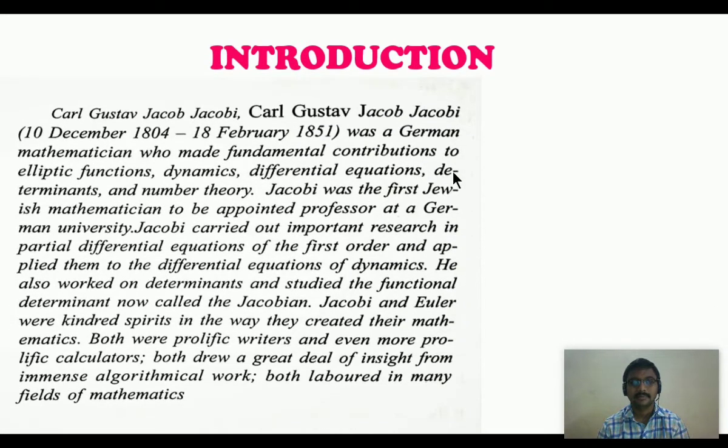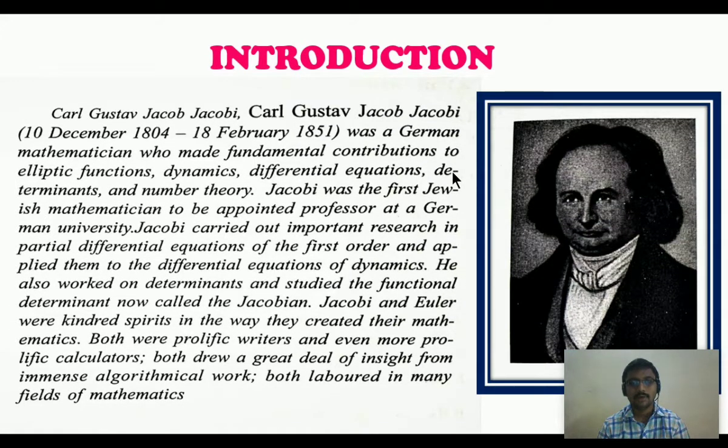Introduction. Carl Gustav Jacob Jacobi was a German mathematician who made fundamental contributions to elliptic functions, dynamics, differential equations, determinants, and number theory. Jacobi was the first Jewish mathematician to be appointed professor at a German university. Jacobi carried out important research in partial differential equations of the first order and applied them to the differential equations of dynamics. He also worked on determinants and studied the functional determinant now called the Jacobian.